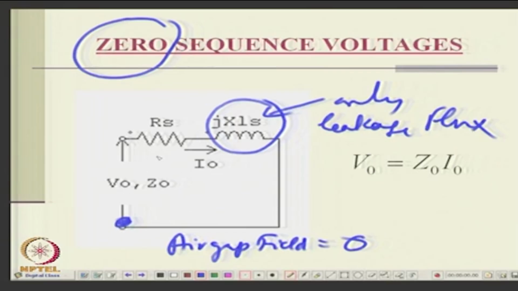So, you have Rs only, series impedance is there, and V naught equals Z naught I naught, because we have done it earlier. Any doubt on this? So, we have Z1, Z2, Z naught for a given 3 phase induction motor. Okay.